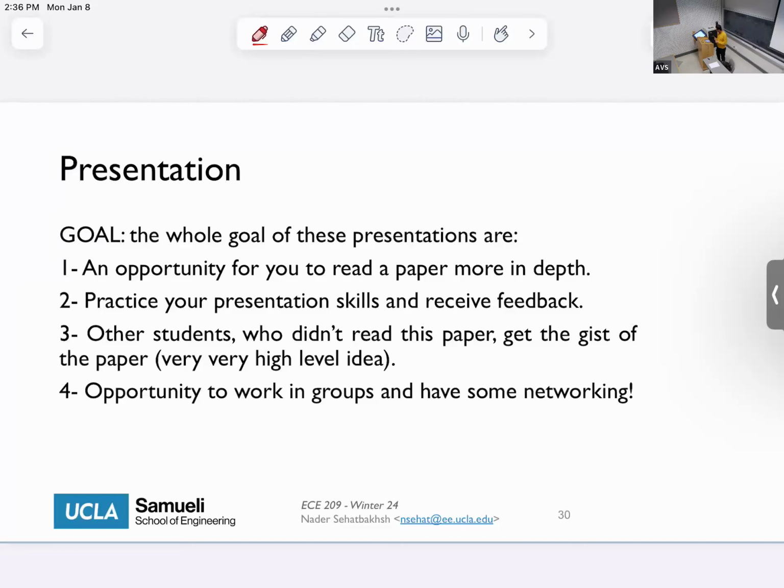What we want from these paper presentations is to give a very high level idea to other people as well, so that if you come to class and listen to someone else's presentation, you get something out of it. This also gives you an opportunity to learn a little bit more about each other, do some networking and grouping. For example, if you come in knowing nobody in the class, this at least gives you an opportunity to know two more people.